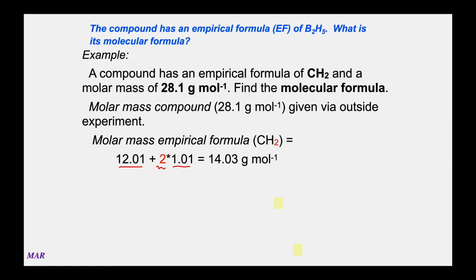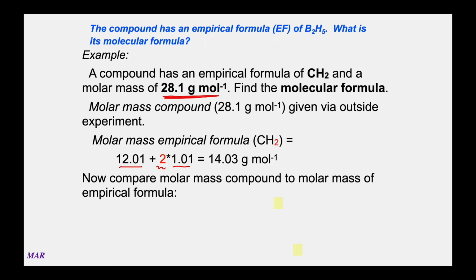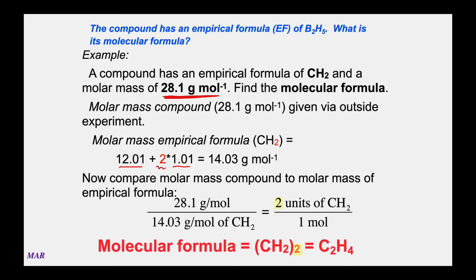We're going to compare the 14 number to the molar mass of the whole compound, which is this 28.1 number. And this will always give us a whole number. No fractions, no multiplying by any integrals or anything. It's always going to be a whole number. So if you take 28.1 and you divide it by 14.03, you can probably see that's almost exactly a 2-to-1 ratio. That 2 is important. We're going to multiply the empirical formula, CH2, by 2. That means the molecular formula here is C2H4.